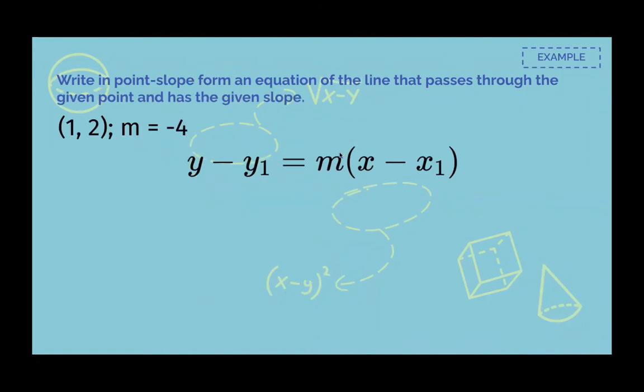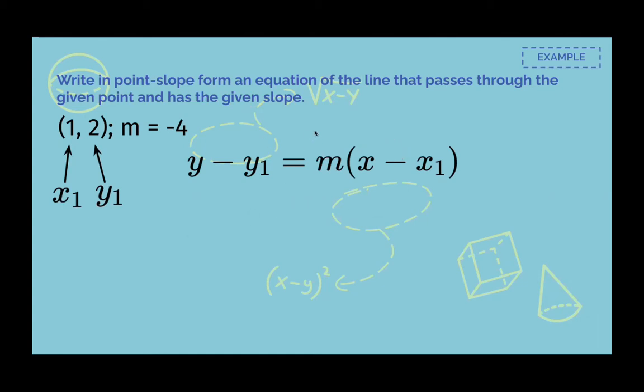So we have, write in point-slope form an equation of the line that passes through the given point and has the given slope. So once again, we're given an ordered pair, 1, 2, and then we have a slope m equals -4. As always, I'm just going to go ahead and label the variables that we're going to plug into the equation. So for example, 1 here will be x1, and then 2 will be y1, and then m equals -4 will just be m.